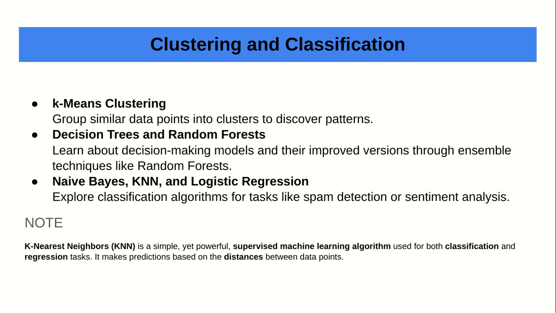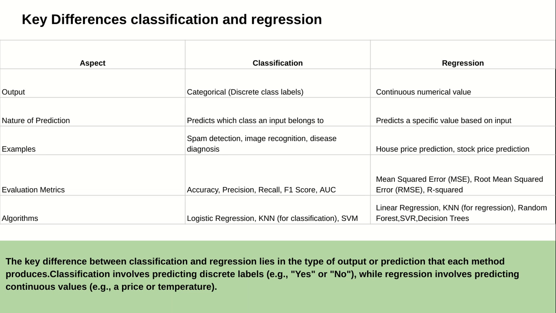So down here I think there's a note for you I put here. K-nearest neighbor algorithm is a simple yet powerful supervised machine learning algorithm used for both classification and regression tasks. It makes predictions based on the distance between data points. Yes. And then now here I outlined key differences between classification and regression techniques.